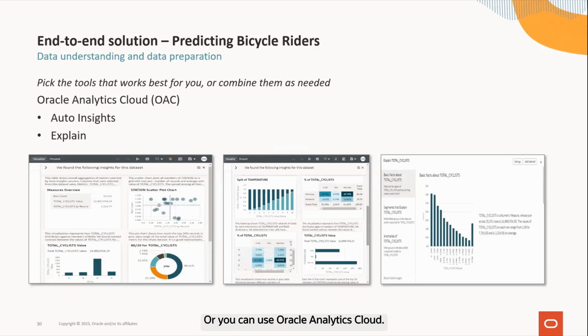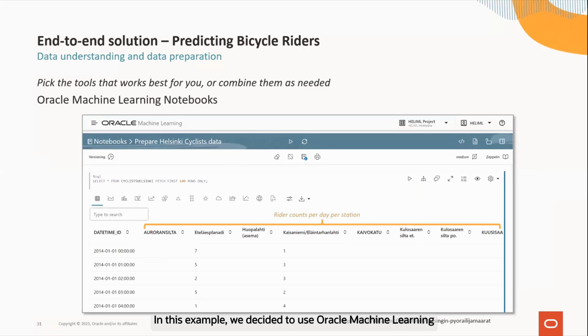Or you can use Oracle Analytics Cloud. Using Auto Insights or Explain will bring you a lot of knowledge about your data. So plenty of different kinds of tools. The main thing is that you understand your data and you are able to prepare the data for the machine learning algorithms. In this example, we decided to use Oracle Machine Learning notebooks.